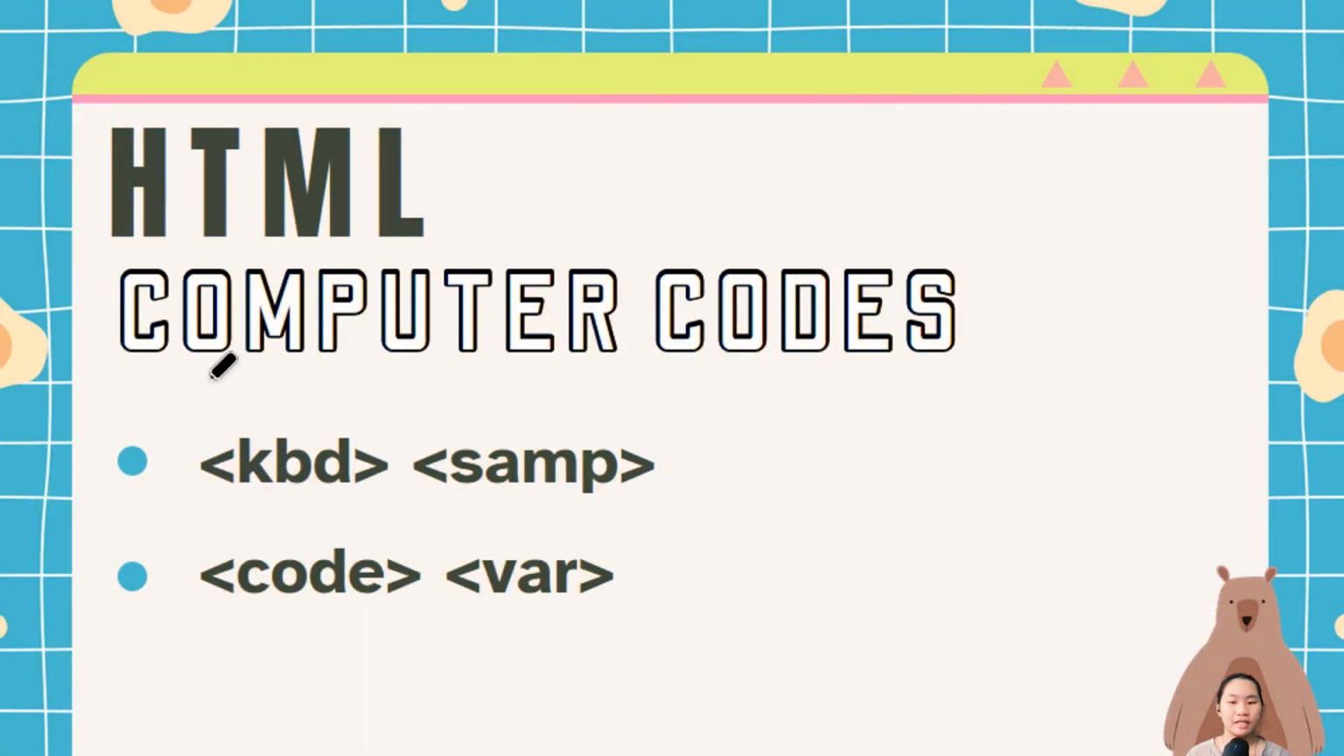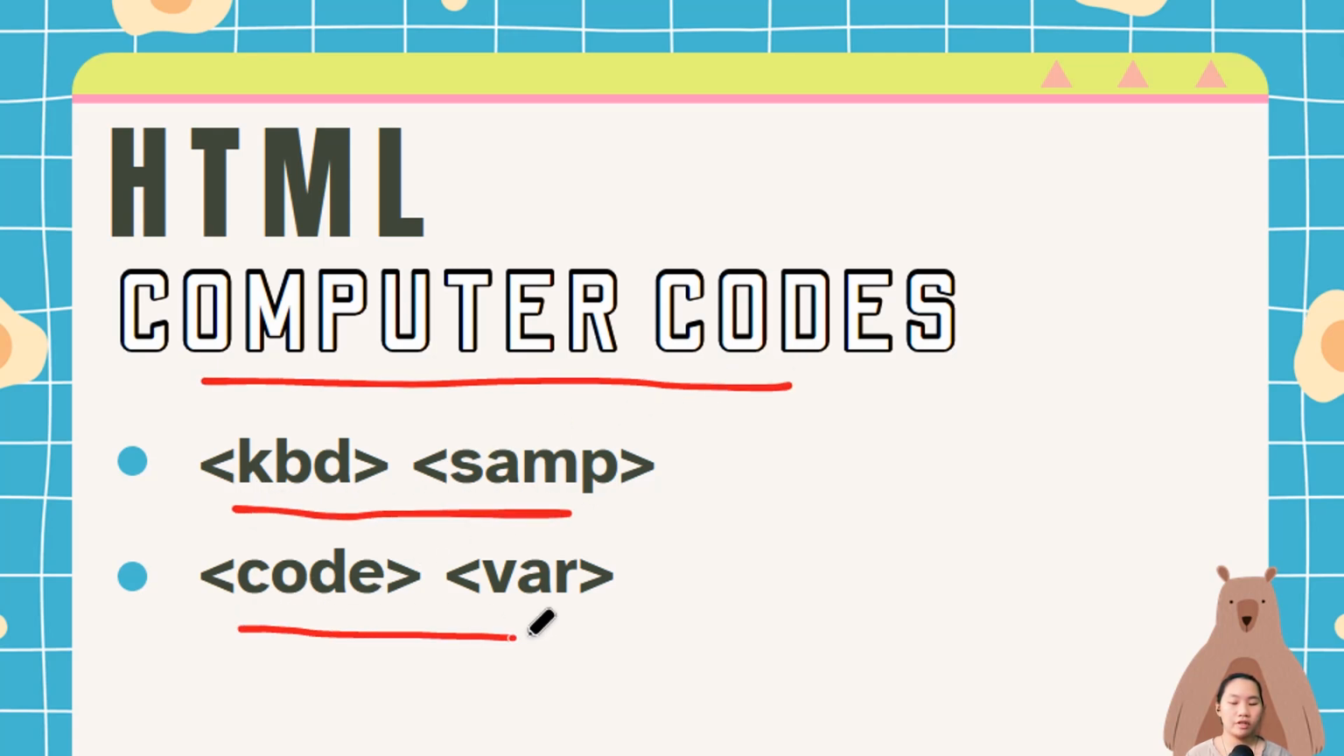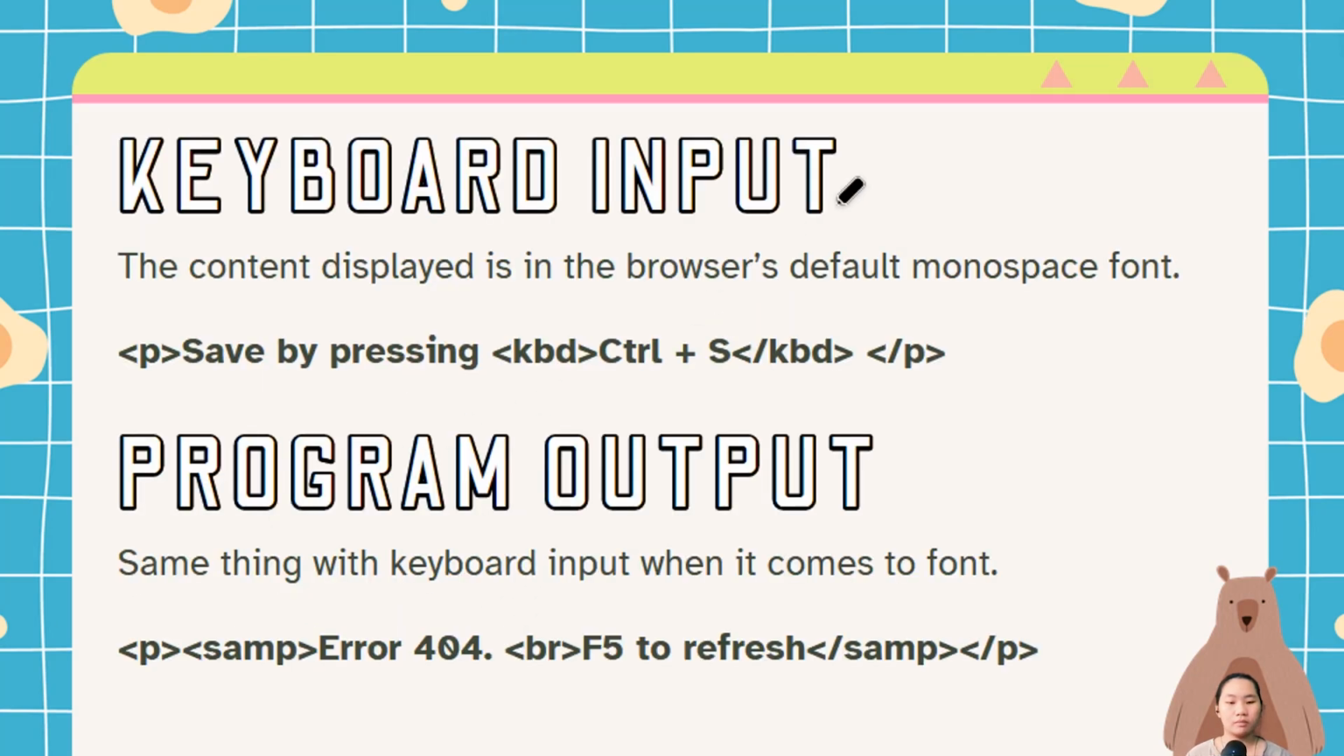Today is our next lesson, computer codes. We're going to take a look at these tags over here: code, var, samp, and kbd. Now, what does kbd mean? Very easily, keyboard input, and that's going to be the first thing that we're going to take a look at.